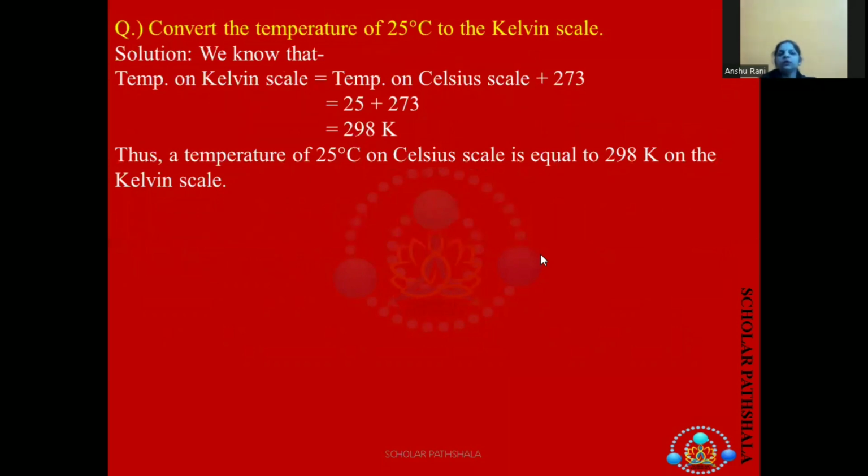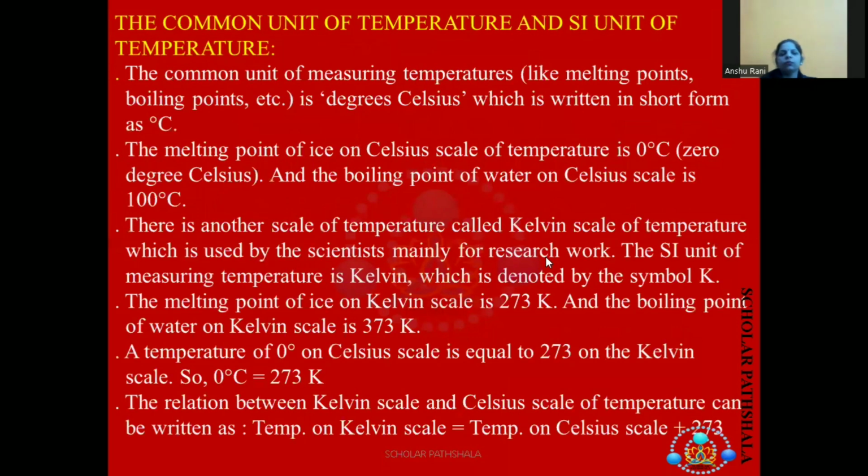Then you have to convert temperature. Temperature has different units and you have to convert from one unit to another. Like we have degree Celsius, we have Kelvin. These are the scales in which you have to convert from one to another. SI unit of temperature is Kelvin. And the temperature at which one state is changing to another, those are special temperatures we need to learn.